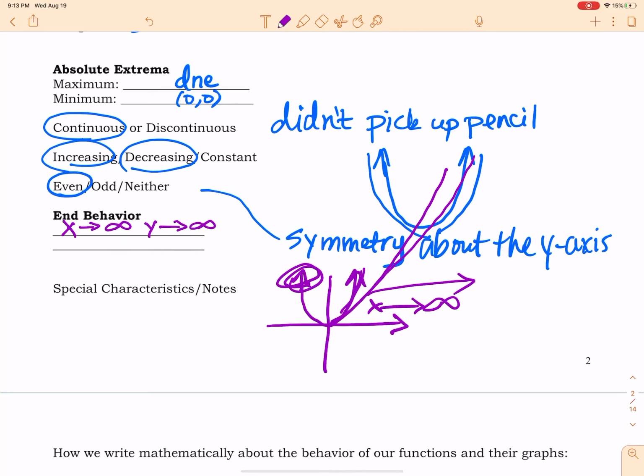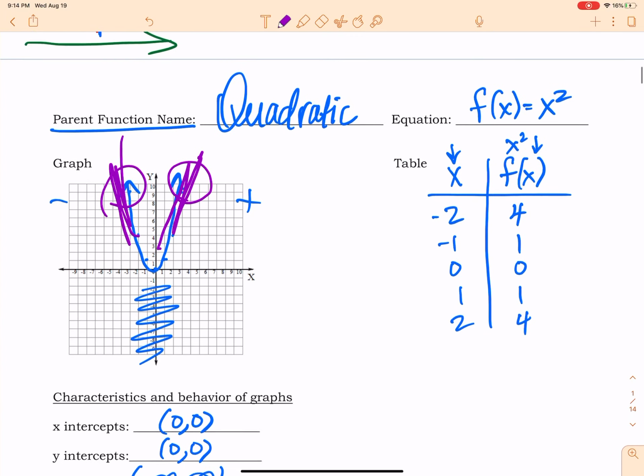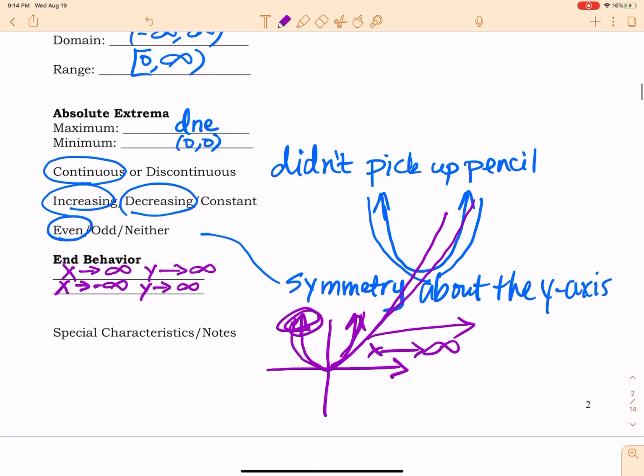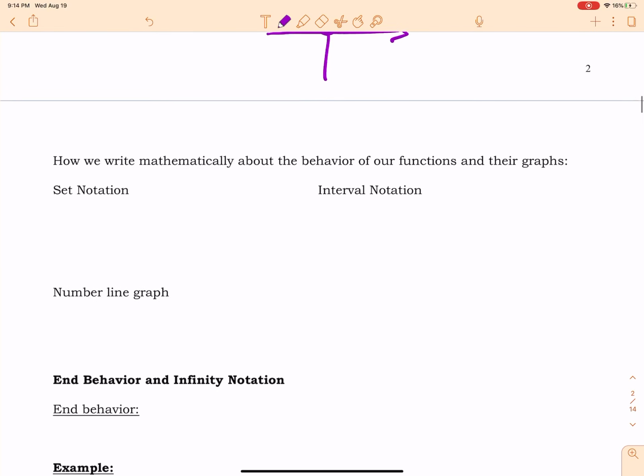On this side, x is approaching, you guessed it, negative infinity, if I could draw that. And y is responding by still approaching positive infinity. So again, like I've said in another video, and I said at the beginning of this one, if you can establish what the graph of the parent looks like, you can pretty much figure out all of these characteristics without thinking too hard about it.